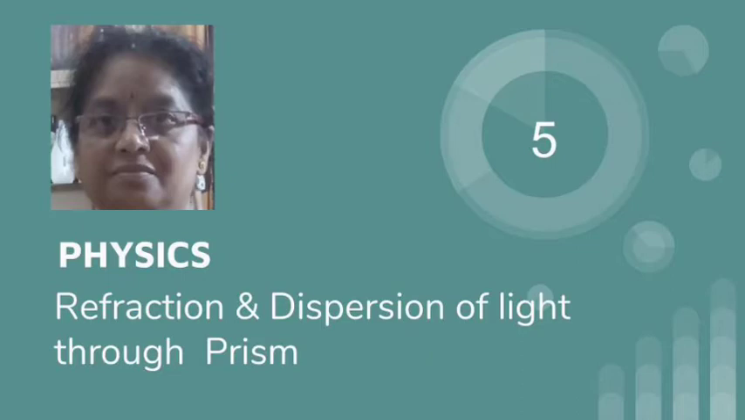There is another phenomenon of light which occurs through a prism. The phenomenon of splitting of a beam of white light into its constituent colors on passing through a prism is known as dispersion of light. The band of 7 colors, that is VIBGYOR: violet, indigo, blue, green, yellow, orange and red, is called the visible spectrum. The cause of this phenomenon is that the refractive index of the material of the prism is different for different frequencies with which the colors are associated.